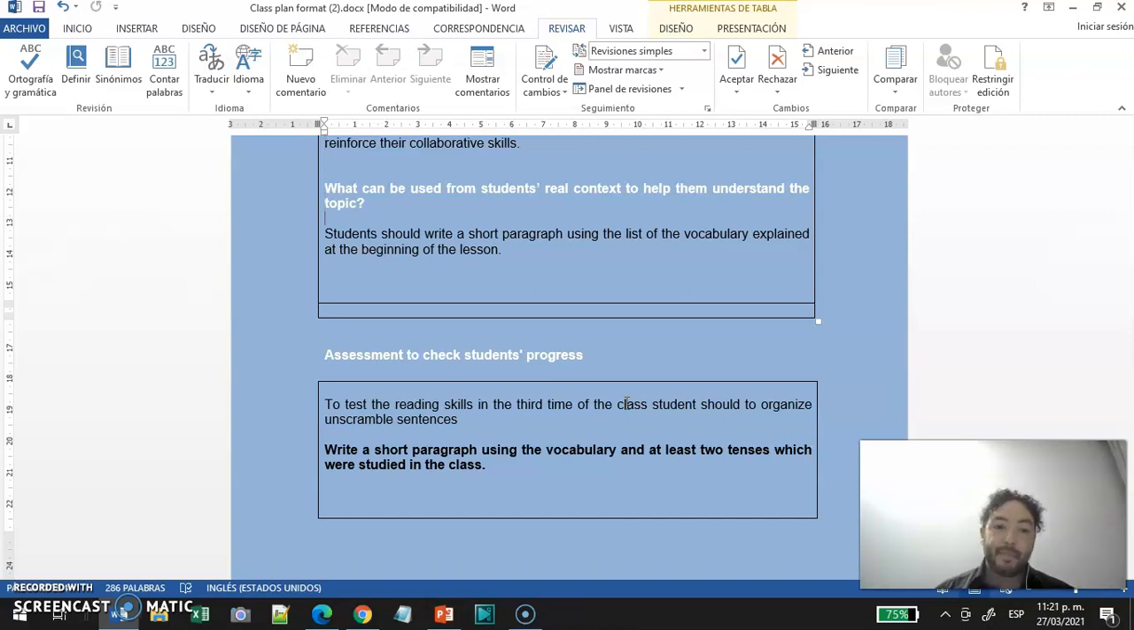It is pretty important to assess the knowledge to check the students' progress. So, we are going to test the reading skills in the 3rd part of the class. Students should organize unscrambled sentences and also write a short paragraph using the vocabulary and at least 2 tenses which were studied in the class.